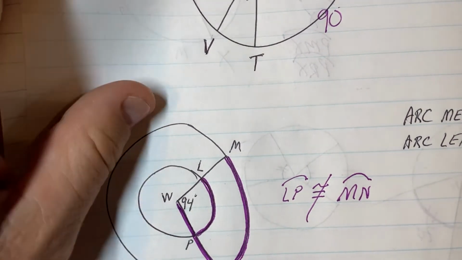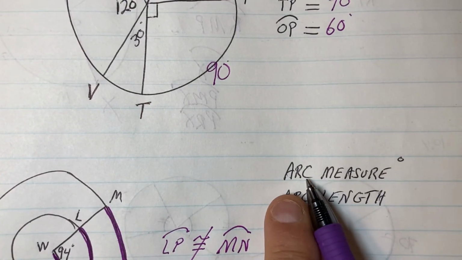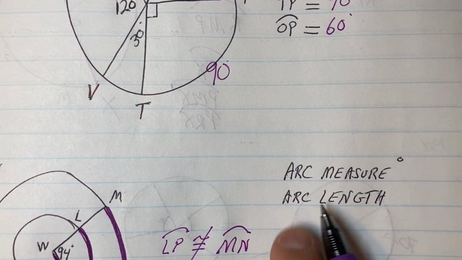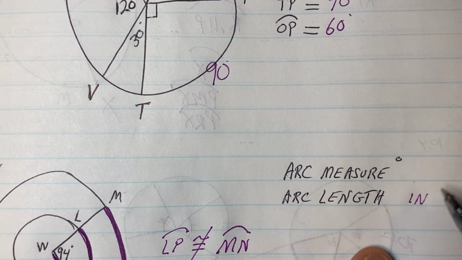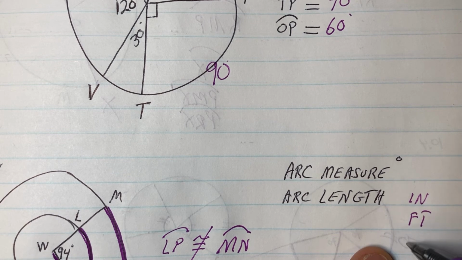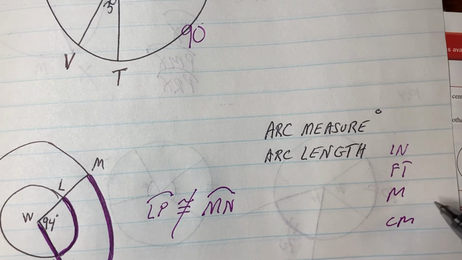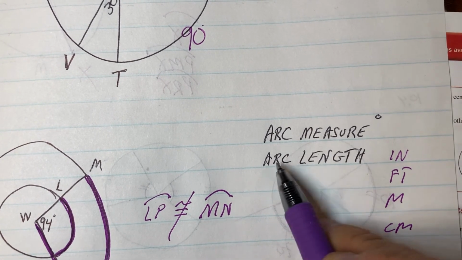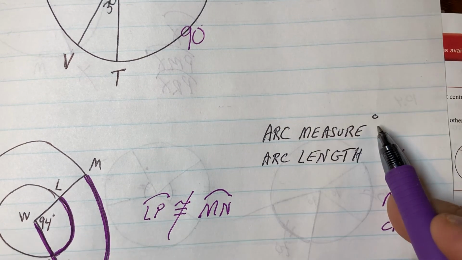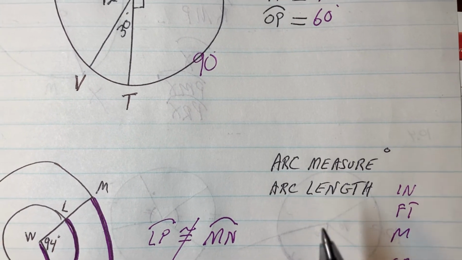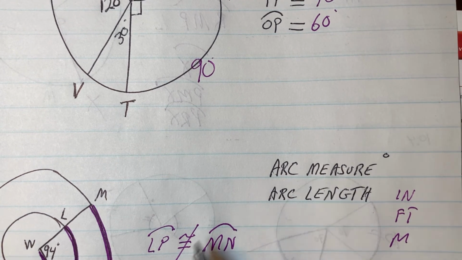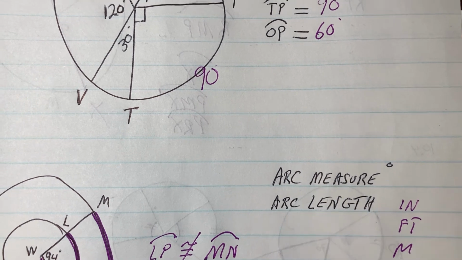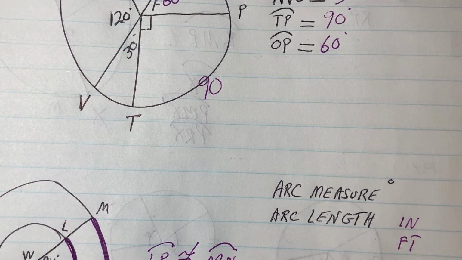The radii are different. Now keep in mind when you do this stuff, arc measure is done in degrees. Arc length, we haven't got to that yet, but arc length is measured in inches or feet or meters or centimeters. It has some kind of distance to it. Arc length is a distance, arc measure is in degrees. At some point they're going to say find the arc measure, and somewhere in this chapter they'll say find the arc length. They're two different things, two different meanings. So keep that in mind.